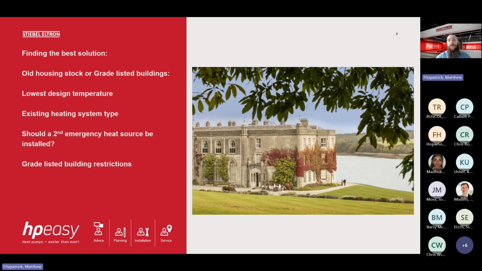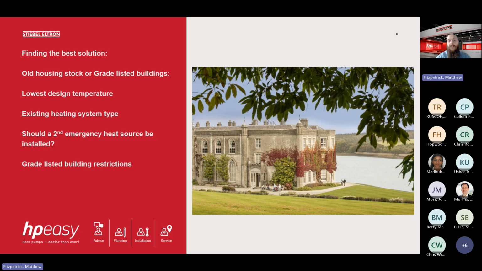an event property, so you can go and walk around, you can see the building and the grounds, then it's comfortable for anyone attending. Once that's been established, we need to look at the heat emitter type.